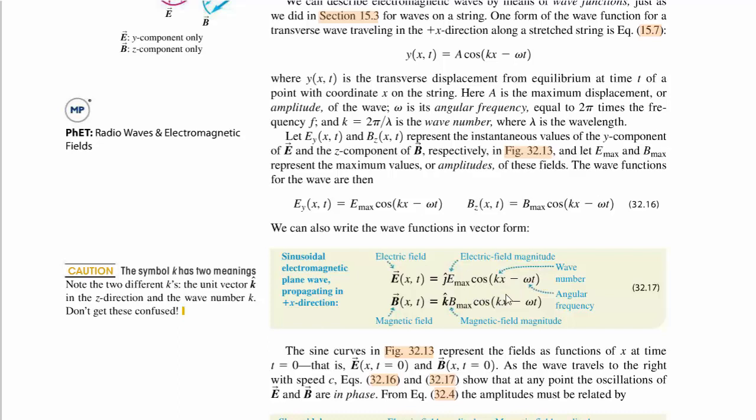Notice that this is a wave that's traveling in the x direction. We can tell that because x is the variable inside of here. We can also see that this is moving in the positive x direction. That's given by the minus sign here.